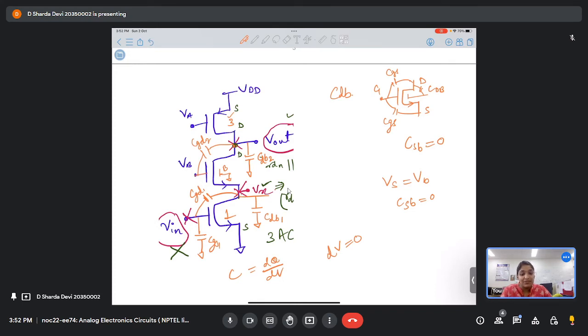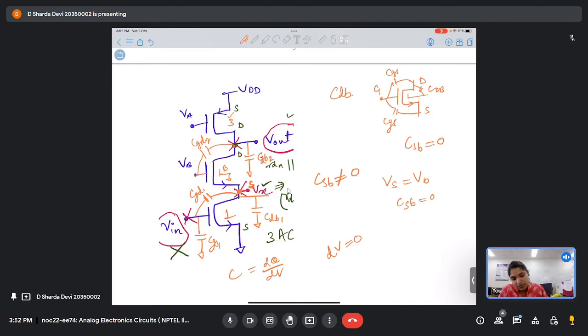But if this is the case, then your CSB will never be 0. Why? Because your source potential is never at 0. Is this clear? Are you following? So there are two types of conditions. One, when your source and body are shorted, then things will be a bit different. The other, when your source remains there and your body is grounded.